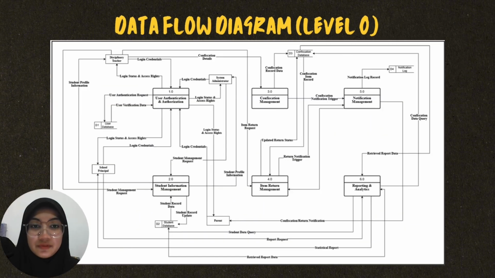This is my data flow diagram level 0. For the first process, I have user authentication and authorization. Second one is student information management. The third one, I have confiscation management. The fourth one, I have item return management. For the fifth process, I have notification management. And the last one, I have reporting and analytics.